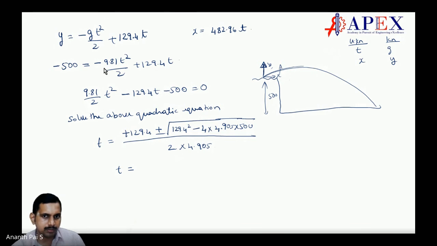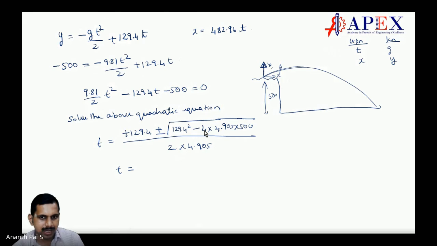Yes, quadratic equation only. Y is minus 500, so this comes on the other side. Minus becomes plus. This plus becomes minus. Minus remains here, correct? Yes, sir. While substituting in the formula, I made a mistake there? Yes, sir, I'm sorry. It should be plus. Correct. Plus, yes.